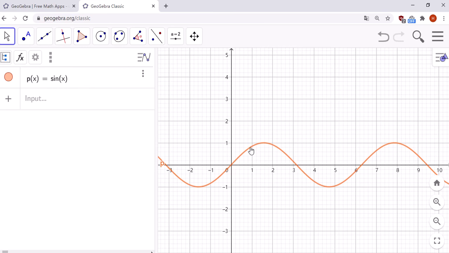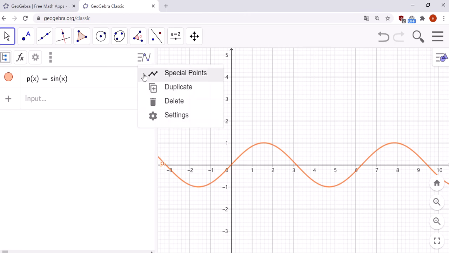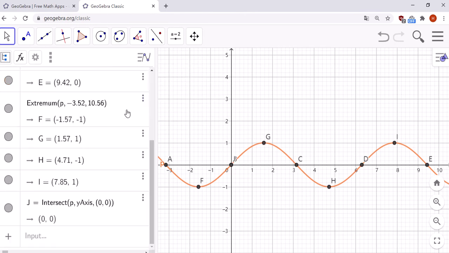So we can see this graph here. The period is 6.28, that's 2 pi, and this is the maximum point here. The maximum value is 1, and negative 1 is the minimum point. We can see the special points here, starting from B at (0, 0).